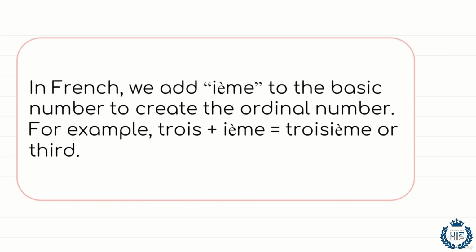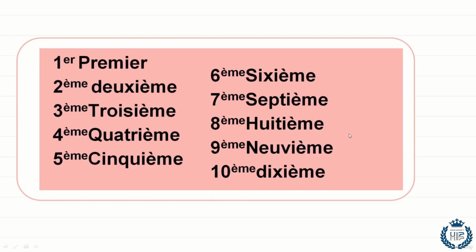In French, we add ième to the basic number to create the ordinal number. For example, 3 plus ième is troisième, which means third in English. So let's look at the 10 ordinal numbers.